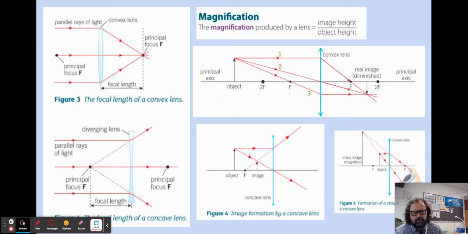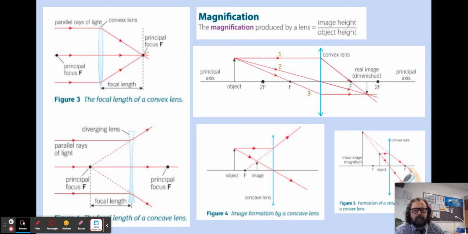When you're drawing these diagrams, and I suggest that you practice them, make sure that you work with a sharp pencil and a ruler. The lines that you need to draw for a convex lens are always parallel with the principal axis to the lens and then down through the focal point. The second line should be diagonally through the center of the lens, and if you wish to draw a third line, it's diagonally through the focal point and parallel with the principal axis on this side.